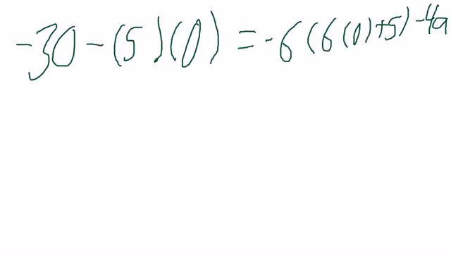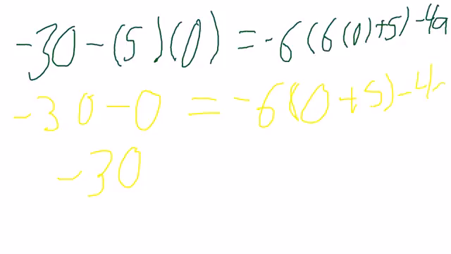So 5 times 0 is 0. Negative 30 minus 0 would have to equal, of course, negative 30. So then, it'll be equal to negative 6 times 6 times 0 plus 5 minus 4a. So now let's use the distributive property, and we get 0, and we get negative 30 equals 0 minus 30 minus 4 times 0.